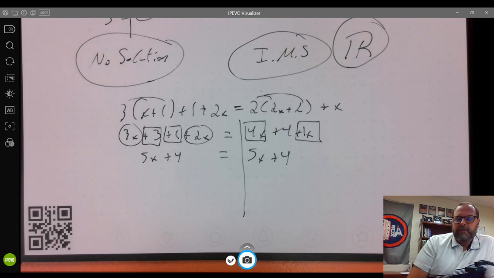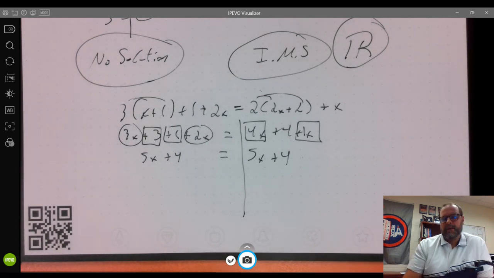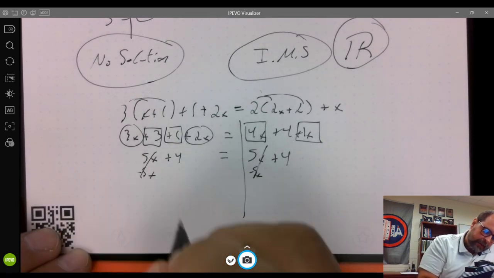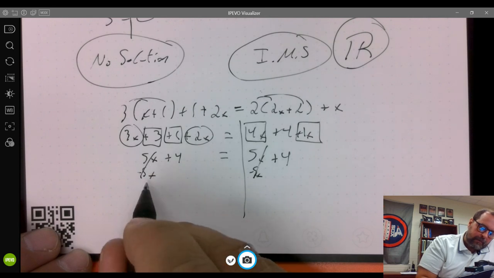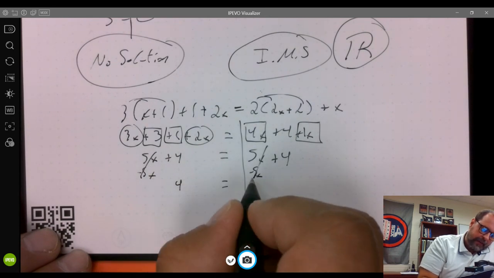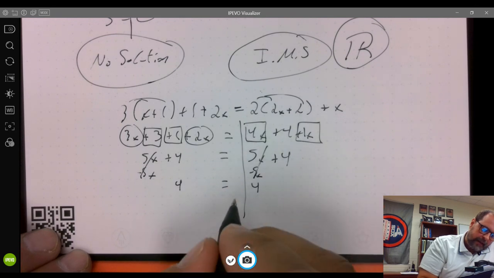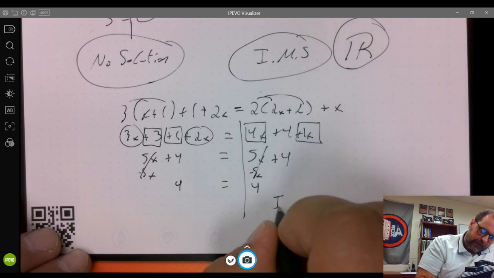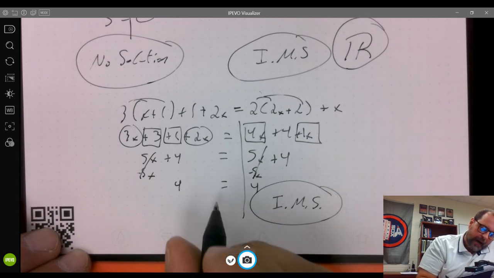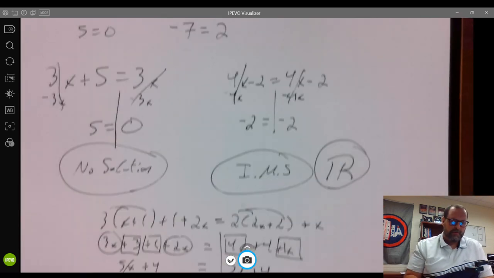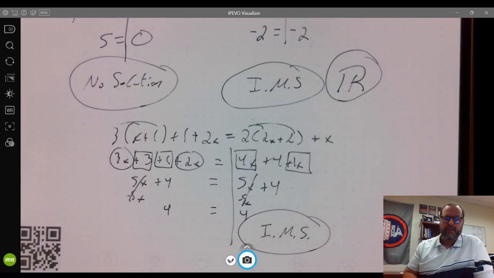So from here, some of you may say, oh, they're exactly the same, infinitely many solutions. Okay, you could stop there. This would be enough work for me. I'm going to go one more step and say I have variables on both sides. Let's do the opposite function. So plus 5x turns into minus 5x. I get 4 on this side equals 4 on this side. Again, that is not my answer. My answer is infinitely many solutions. How do I know the difference? This is a true statement with no variables. 4 does equal 4.